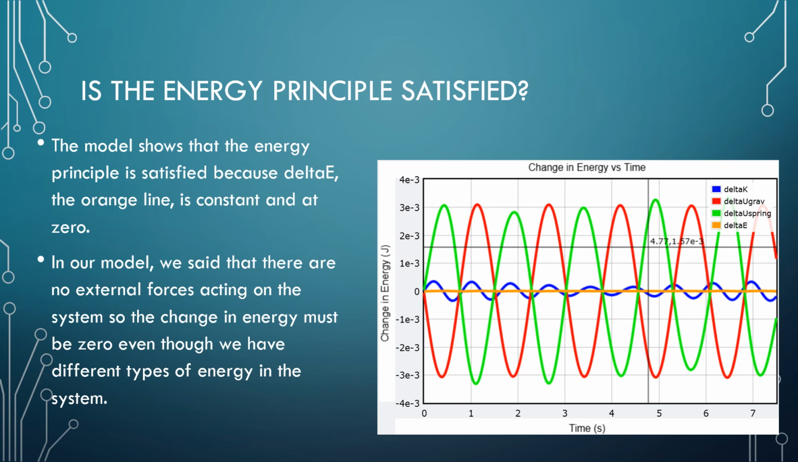So, is the energy principle satisfied? Yes. The model shows that the energy principle is satisfied because delta E, which is in orange, is constant and at 0. So in our model, we said that there are no external forces acting on the system, so the change in energy must be 0, even though we have different types of energy in the system.